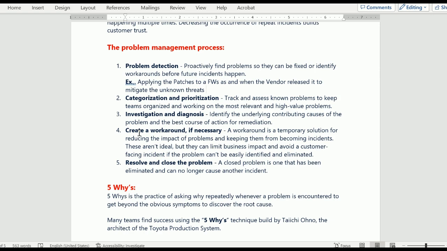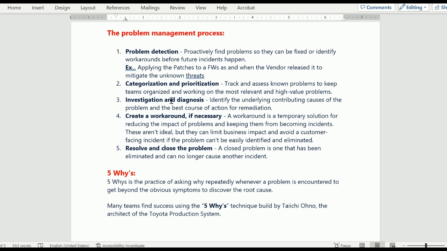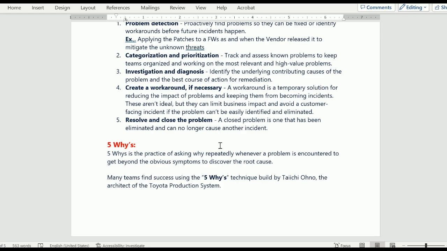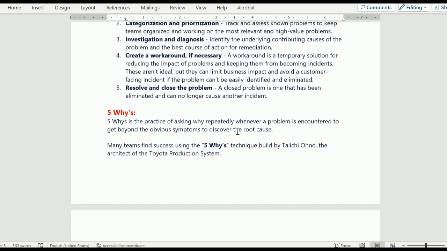So always we need to go for a workaround. Let's say you have a cluster of servers or a cluster of firewalls; even if you have any one problem, you need to ensure all the traffic and the business is running on the other Windows server or the other firewall, whatever it is. That's how we can ensure the workaround is there, and then finally resolve and close the problem. If you fulfill all the four categories, finally you can prepare the RCA and close that ticket.